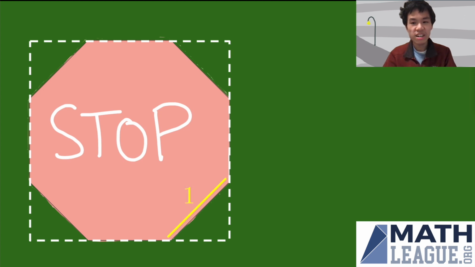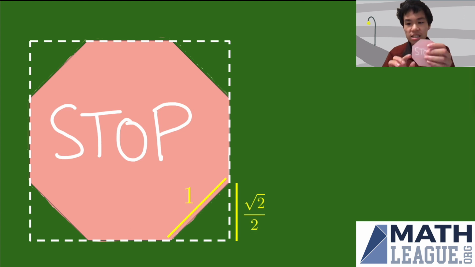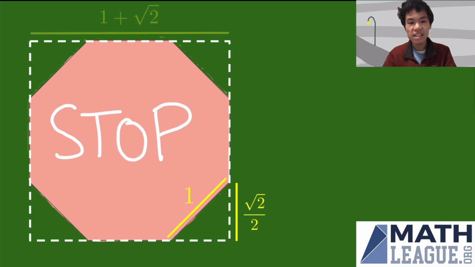So the side length of the octagon is 1, and if you use your 45, 45, 90 triangle, you get that the size of this leg is going to be root 2 over 2, which means that the side length of the entire square is going to be 1 plus square root of 2.